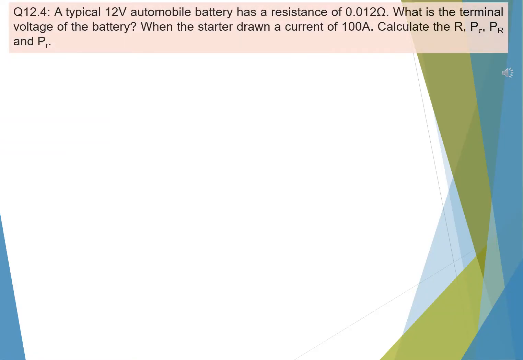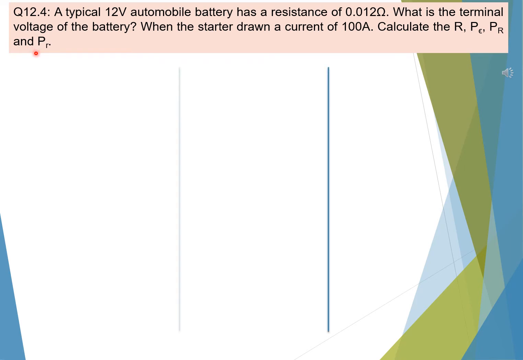Question. A typical 12-volt automobile battery has a resistance of 0.012 ohm. What is the terminal voltage of the battery when the starter draws a current of 100 ampere? Calculate the R, PE, PR and P small r.